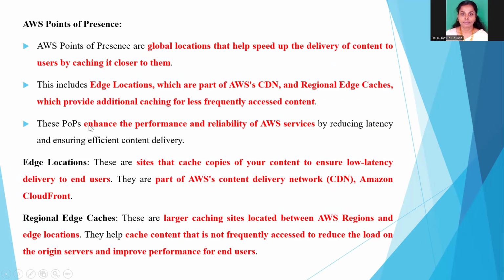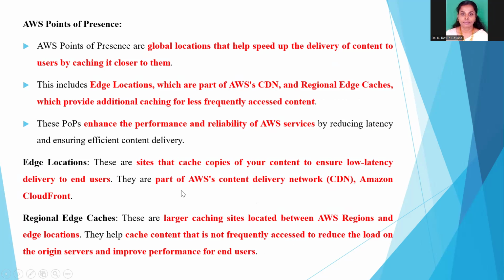The points of presence enhance the performance and reliability of AWS services by reducing latency and ensuring efficient content delivery. Edge locations are sites that cache copies of your content to ensure low latency delivery to end users. Edge locations are part of the AWS Content Delivery Network, Amazon CloudFront. Regional edge caches are larger caching sites located between AWS regions and edge locations. They help to cache content that is not frequently accessed to reduce the load on the origin server and improve performance for end users.